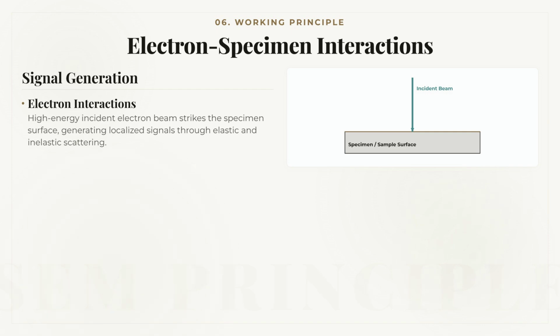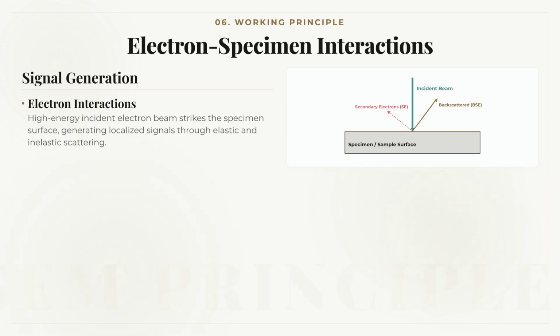The basic principle of SEM is simple. A highly focused beam of electrons is generated and accelerated towards the sample. The electron beam is then scanned systematically across the surface of the specimen. As the electrons strike the sample, they interact with the atoms near the surface. This interaction causes the emission of various signals. Among these, the most important are secondary electrons and backscattered electrons.